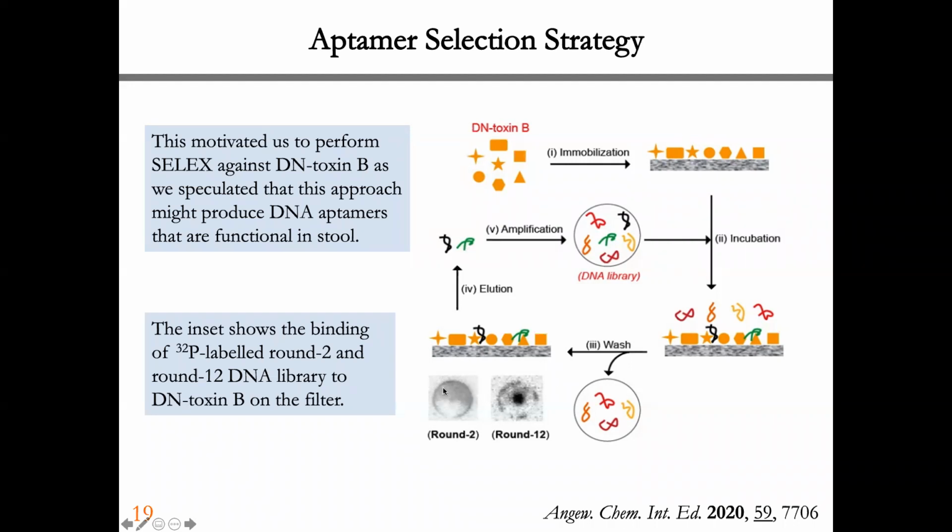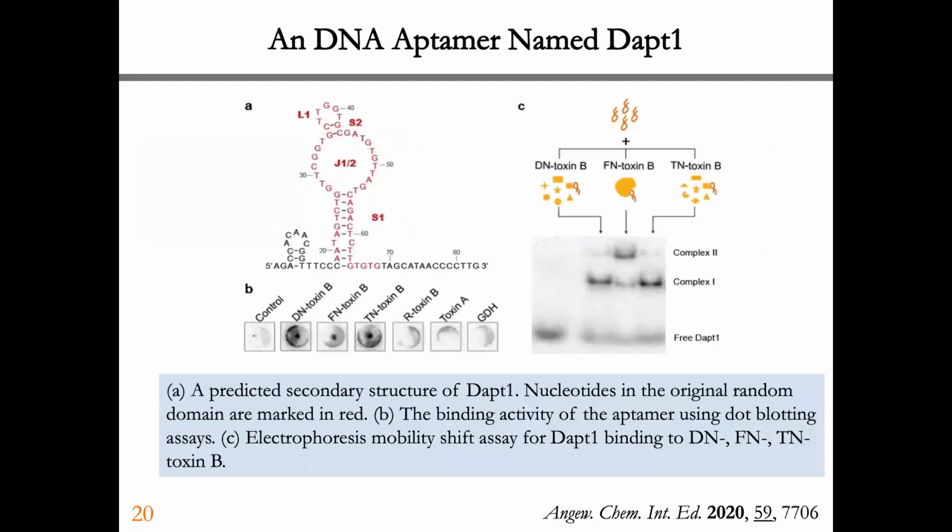At the beginning, we used this dot blot assay to show that the round 2 pool has no binding. Now round 12, as you can see here, the middle intensity actually shows the binding. So we isolated a whole bunch of aptamers, and we focus on this particular one we call DAP1. DAP1 had this kind of interesting secondary structure, and we did a whole bunch of sequence analysis. We also tested for its specificity.